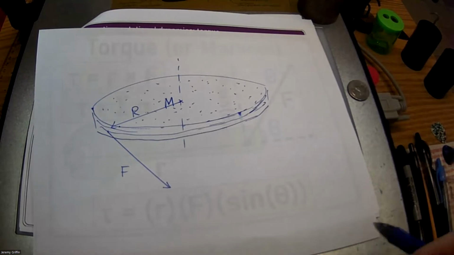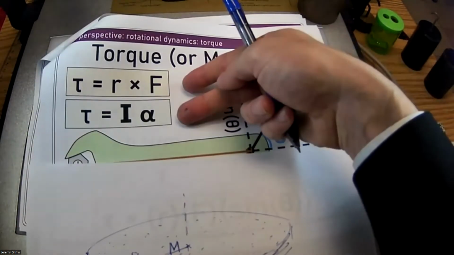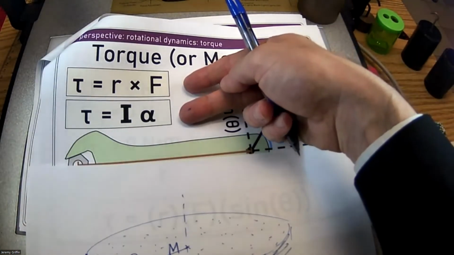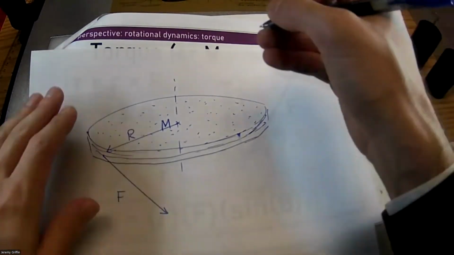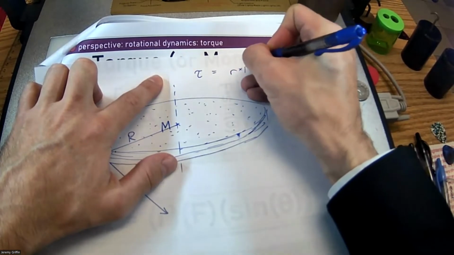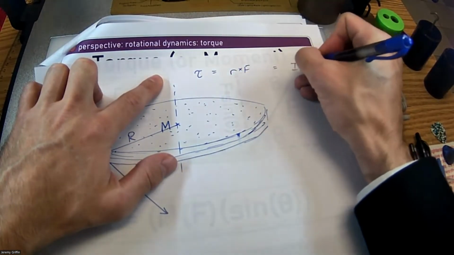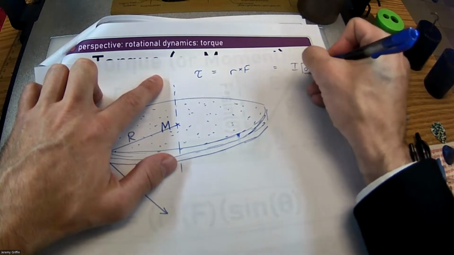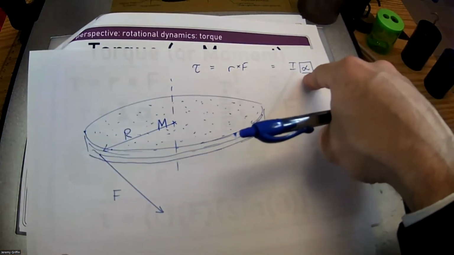And now, at what rate can it speed up spinning? I can use exactly this to solve that question. I know that torque is equal to R cross F, and it's also equal to I times alpha. In this case, I'm solving for alpha, because the question is how fast is it speeding up spinning.